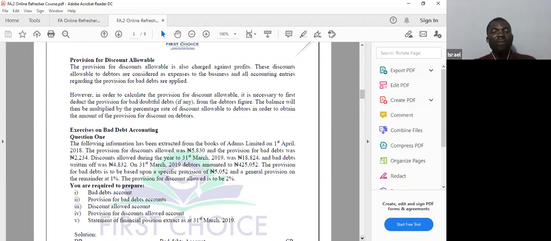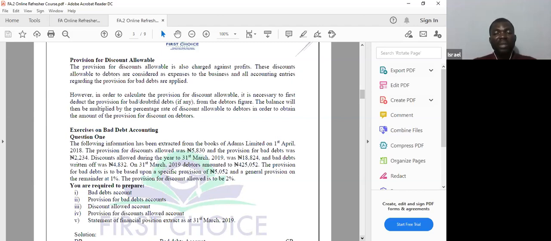Now, how do we calculate the discount allowable? In order to calculate the provision for discount allowable, it is necessary for us to deduct the provision for bad debt first. You are going to look at your trade receivables and remove your provision for doubtful debt before you can get the discount. Why? Trade receivables is telling you the amount that you can receive, right? Out of 150,000 that I can receive, say 10,000 naira might be bad debt for me. So 150,000 minus 10,000 will give me the net trade receivables. From there, I will move forward.